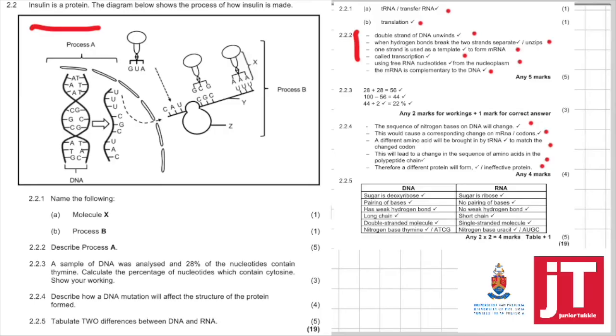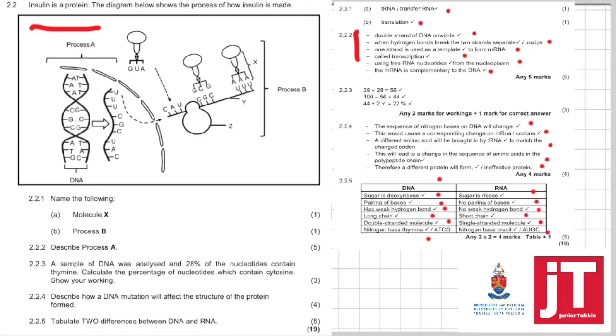And then 2.2.5, tabulate two differences between DNA and RNA. Remember, tabulate means to draw a table. So with DNA, you'll say the sugar is deoxyribose, there's pairing of bases, it has weak hydrogen bonds, it's a long chain, it's double-stranded, and has the nitrogen base thymine. RNA, sugar is ribose, no pairing of bases, no weak hydrogen bonds, short chain, single-stranded molecule, and it has the nitrogenous base uracil.